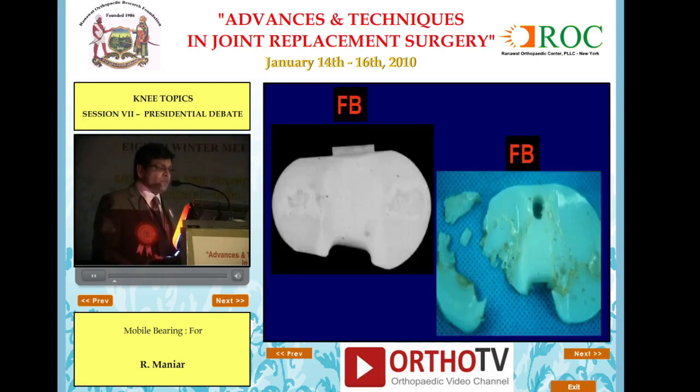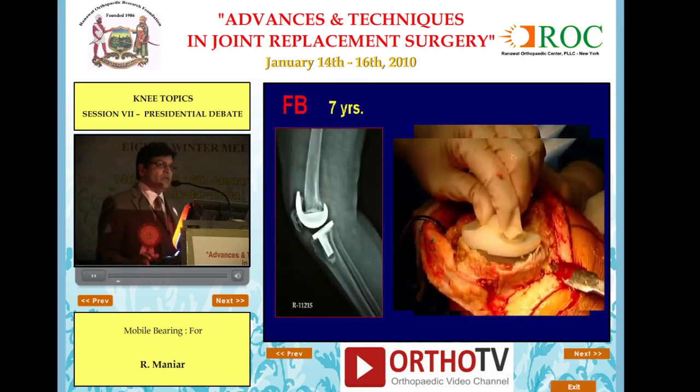Here are 2 examples of polyethylene retrieved at surgery, both fixed bearing, both showing significant wear in the articular area. And here is a knee which I revised at 7 years. The surgeon had used a fixed bearing knee, severe osteolysis. And why did that osteolysis occur?